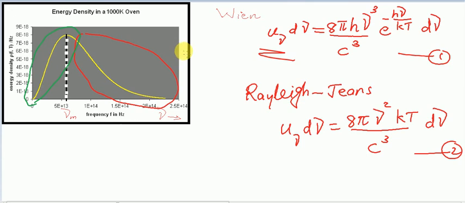But the thing is that classical theories failed to coin a single formula that could explain the black body spectrum in the entire frequency region. One equation by Wien explained the higher frequency spectrum, and the other equation by Rayleigh-Jeans explained the lower frequency region of the spectrum. But unfortunately, they couldn't coin an equation for the entire frequency range. That was the failure of the classical explanation of the black body radiation spectrum.